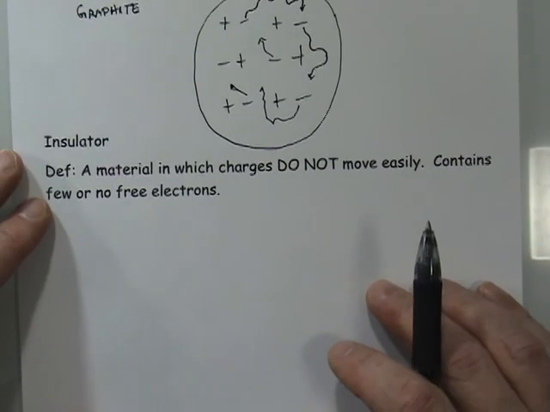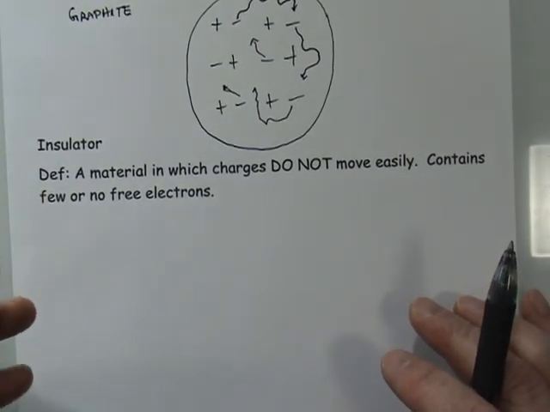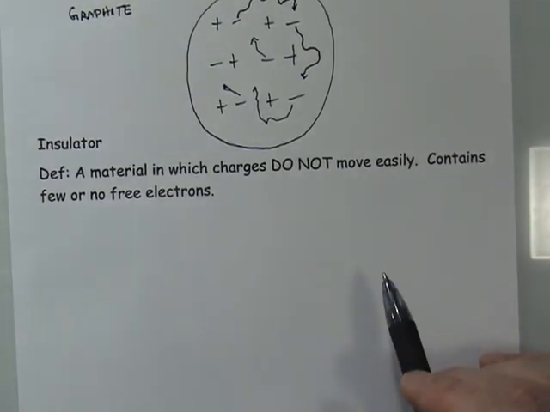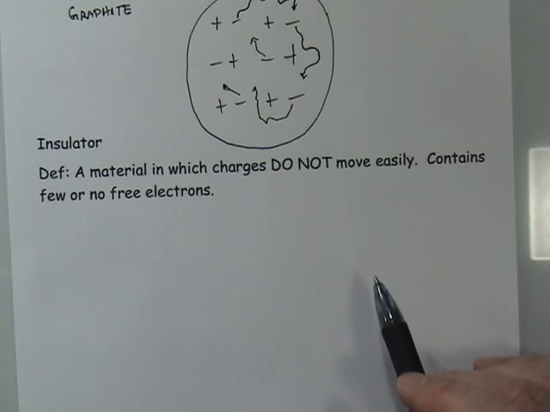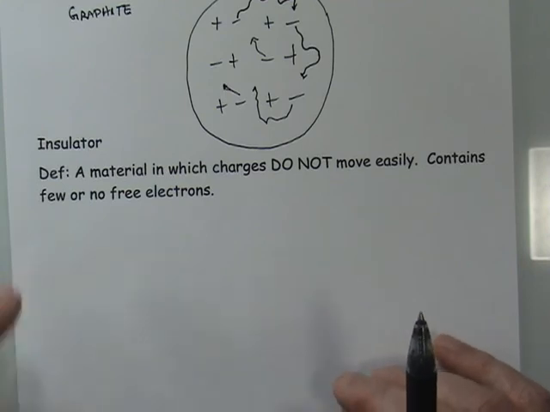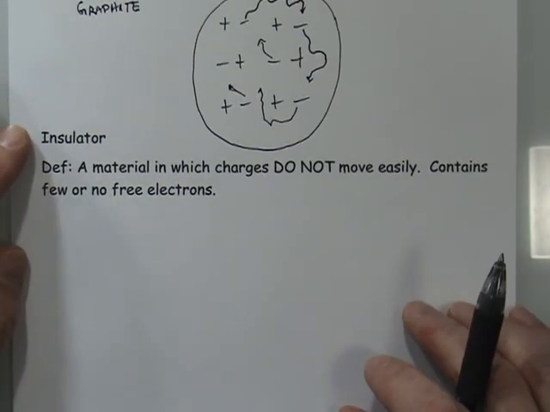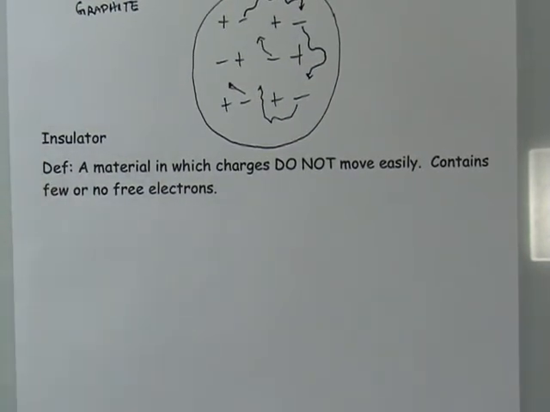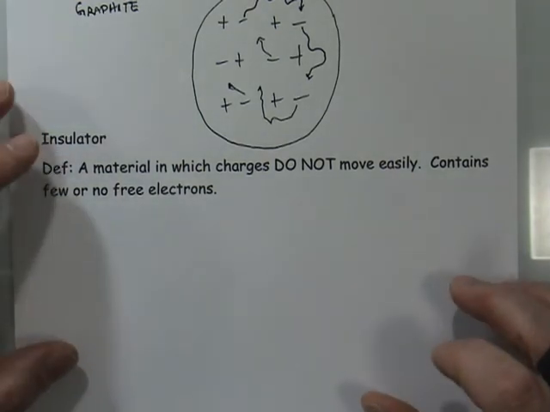Now, insulators, on the other hand, would be exactly the opposite. These are materials in which charges do not move easily. That doesn't mean that they can't move at all. That just means that it takes a lot to make them move. They don't move easily like metals. Metals conduct electricity very easily. Insulators will conduct electricity, but only under very different conditions than what the conductors will do.